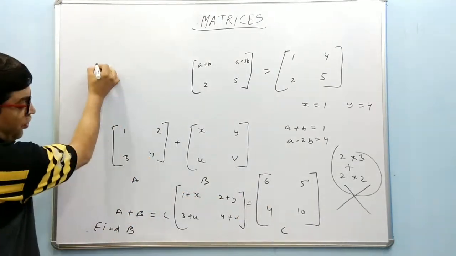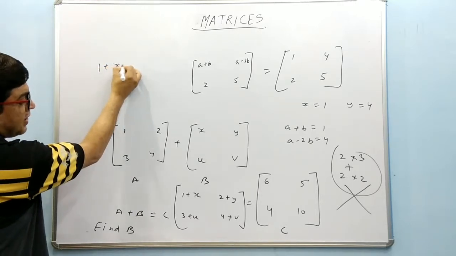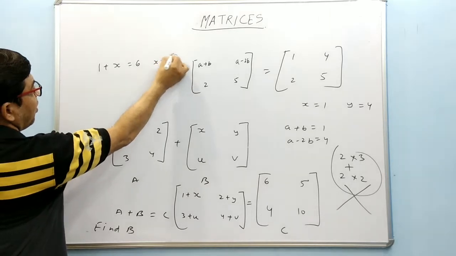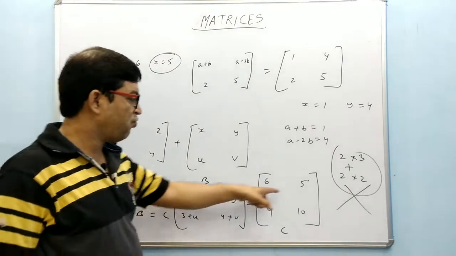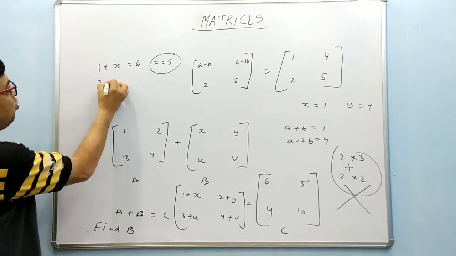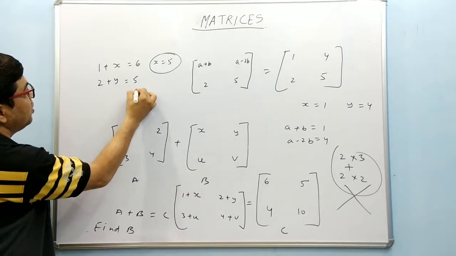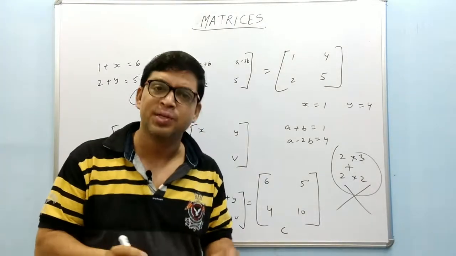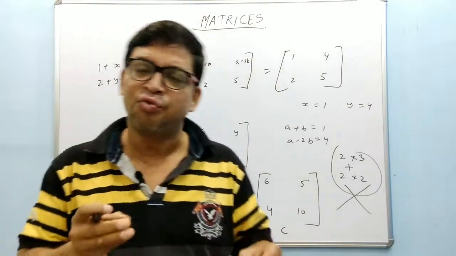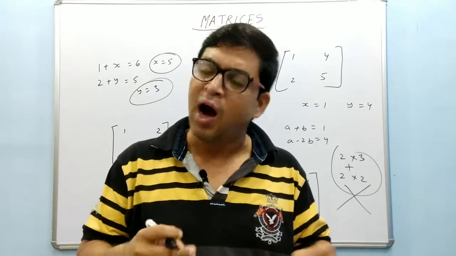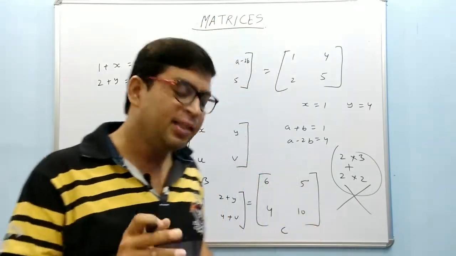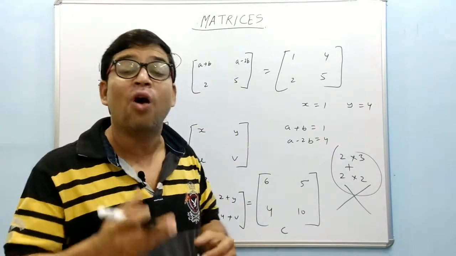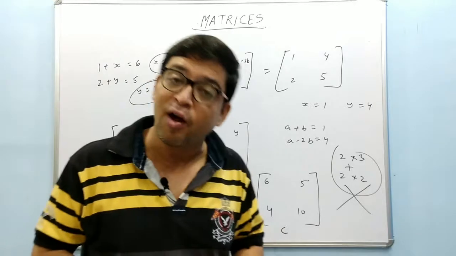Basic equation. 1 plus X is 6, so X is coming out to be 5. 2 plus Y is 5, so Y is equal to 3. Same way you can get the other variables. So wherever we need to find any unknown matrix, we take it in that fashion, X, Y, U, V, if it is 2 into 2 order. If of different order, we take it accordingly.